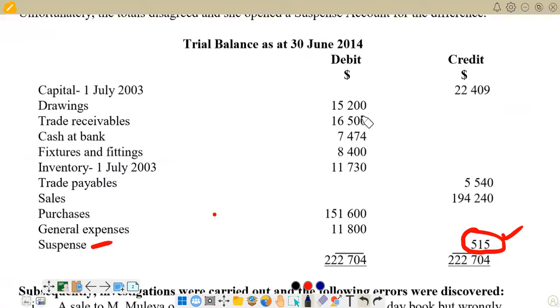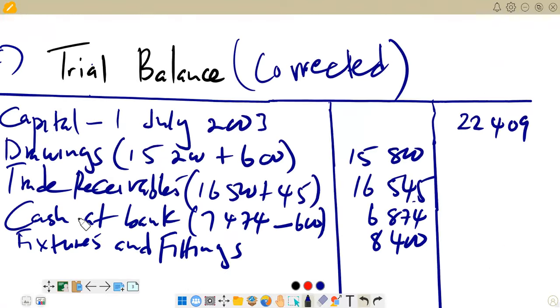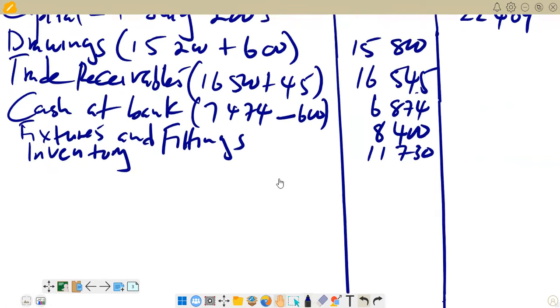We have inventory 11,730, and again we do not have anything that is affecting inventory in the question, so we are going to put that one 11,730. Here we've got inventory 11,730, and then we are moving down to the next one.